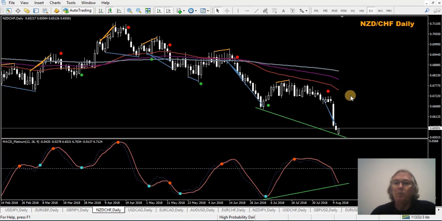New Zealand Swiss franc, no trades on at the moment. Possible setup for, again, bullish divergence: lower lows on price and higher lows on the MACD platinum. So it's possibly setting up for regular bullish divergence.